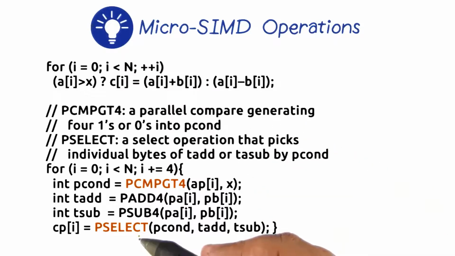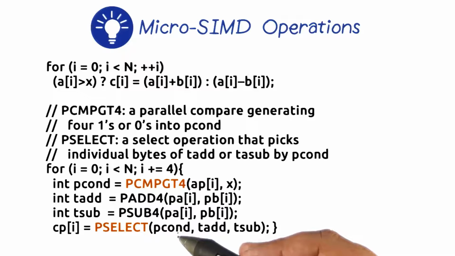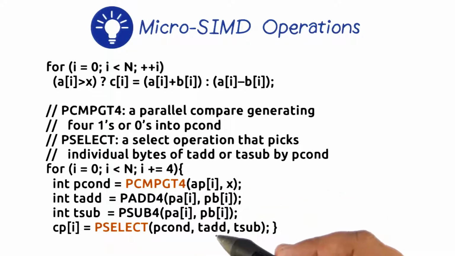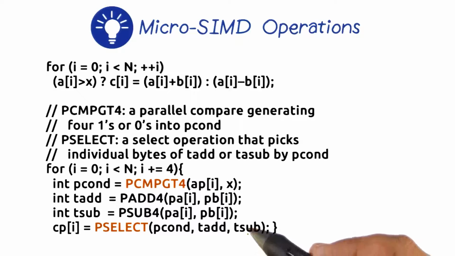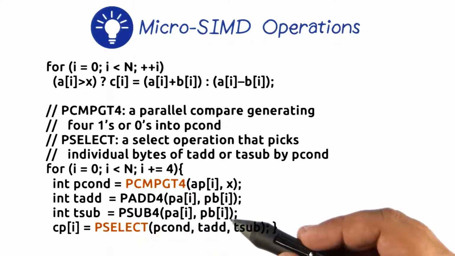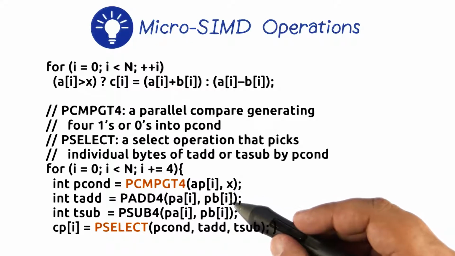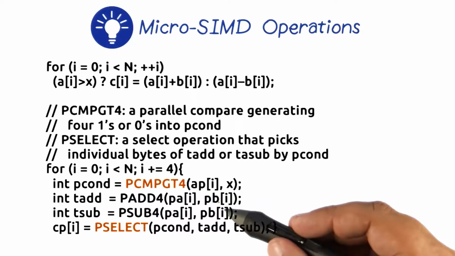Well, we have a nice instruction here which is called pSelect. What it is going to do is go to that P condition, look at each one of the bits which are stored here as a result of the comparison that took place over here. Depending on the setting of the bit, if it is true, it is going to commit the T add to C[i]. If it is false, however, it is going to take that result which is in T sub and store it in C[i]. So you can see here that the parallelization is not as simple as breaking the data down, adding it, and just putting it in the destination.